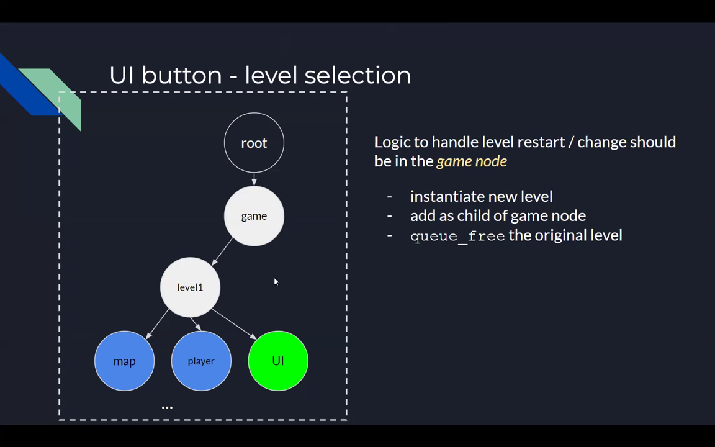Okay, the overall idea is just to instantiate a new level, right? Add the level as a child of the game node. So you can imagine, let's say I want to go to level 2, right? I should instantiate level 2 and add it as a child of this game node. We have a level 2 node here, and then we get rid of the original level by calling queue_free. So after that, it should be root, game, level 2, and your game should only have level 2.